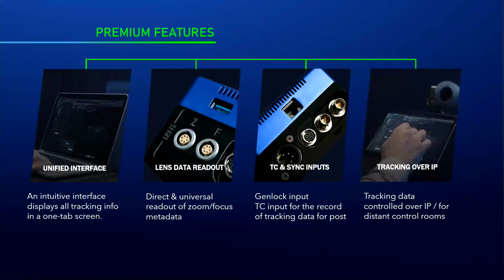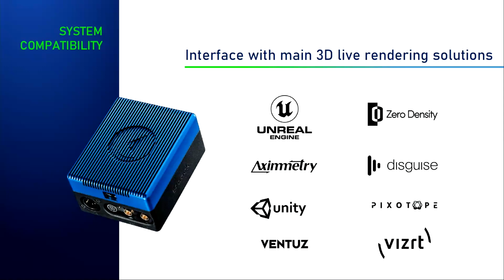Also, what is important is the connection with the lens. We will see that a bit more later. So you can have external encoders or direct link with the lens. We have the synchronization, we have the time code, of course. And this, I already said it, it's over IP. So the tracking data is over IP, but you can also access the setup over IP with a web app. And you can connect to the main broadcast renderers on the market.